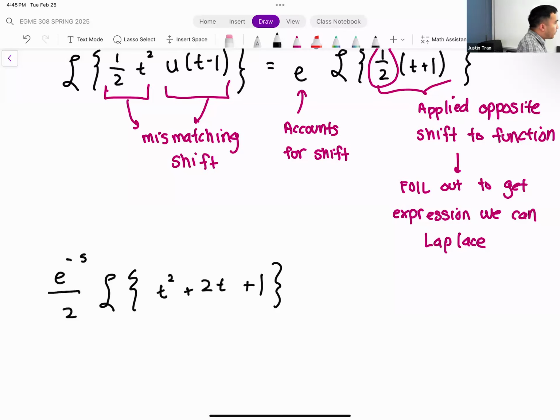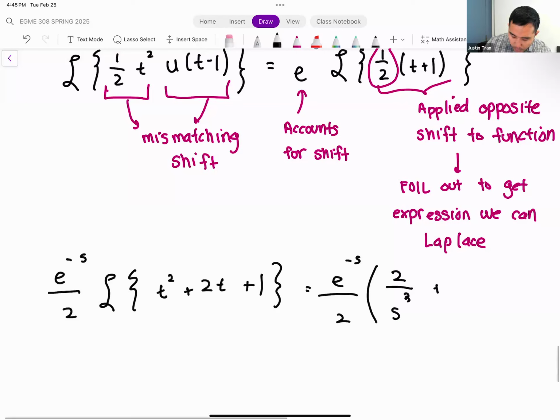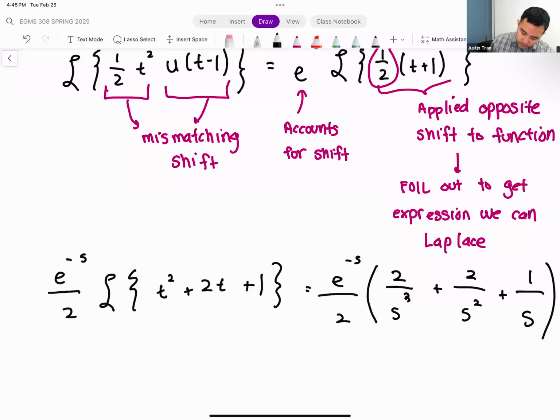So we can take the Laplace transform of each of these terms individually. So first we have a Laplace transform of t squared. So you have e to the minus s over 2 multiplied by Laplace transform of t squared is 2 over s cubed, excuse me. Then we have Laplace transform of 2t, so that's going to be 2 over s squared, plus Laplace transform of 1, which is 1 over s.